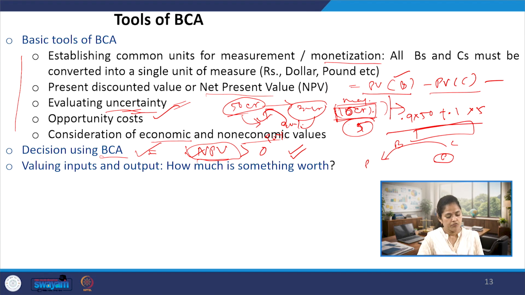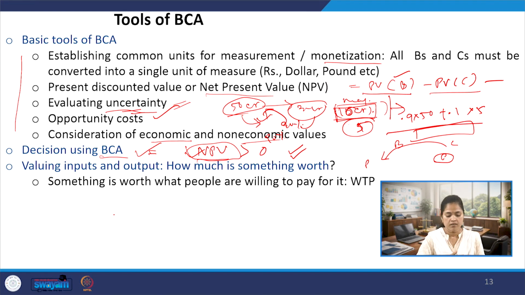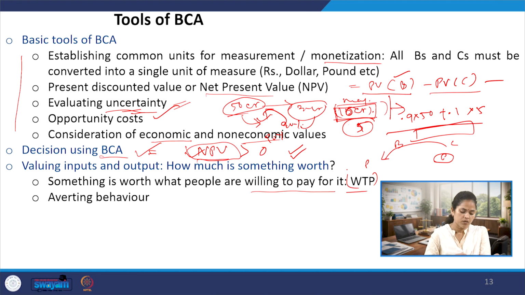So the next step is valuing inputs and outputs, that is, how much is something worth, right? How can you find that something is worth it? If people are willing to pay for it. Otherwise it will not be considered worthy. This willingness to pay is expressed in terms of WTP, and if we need to consider some inputs or outputs to be valuable, we can capture that through willingness to value and willingness to pay.